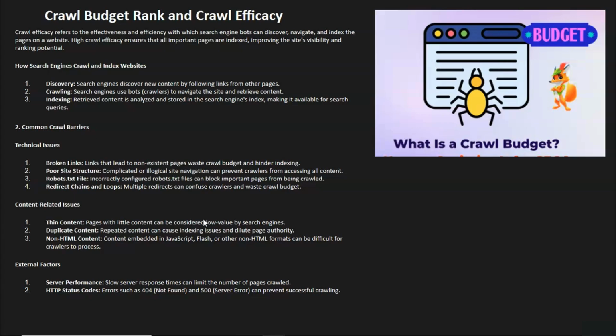Then server performance. When the site is being crawled, how does the server respond? How does the server react to the crawl demand? When the server doesn't react properly to crawl demand, when the server begins to have glitches in its performance, that could also limit crawler activity and contribute to low crawl effectiveness.